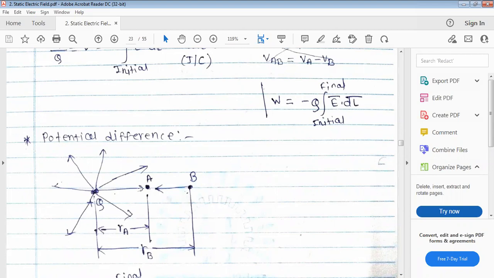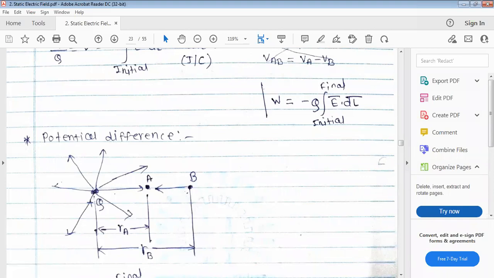Now I consider one charge which is placed at position A, and this charge at A is at a distance of RA from the charge plus Q. Similarly, I consider another charge which is placed at position B, and the distance of this charge at position B from the point charge Q is RB.